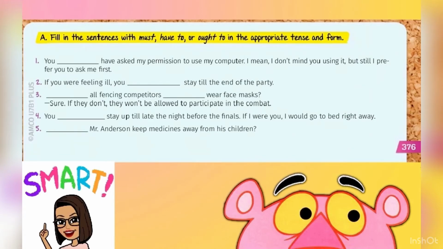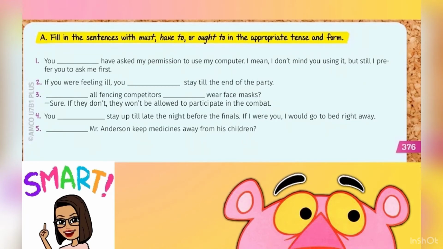It says fill in the sentences with must, have to, or ought to in the appropriate tense and form. Number 1. You have asked permission to use my computer. I mean, I don't mind you using it, but still I prefer you to ask me for it. So this is an advice. So if it's an advice, what should we use? Correct. Ought to.